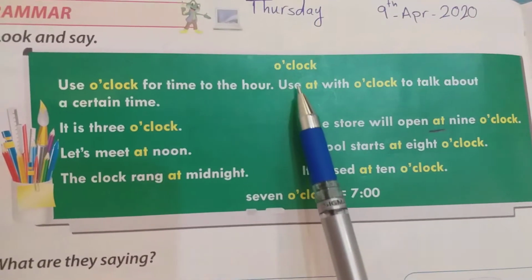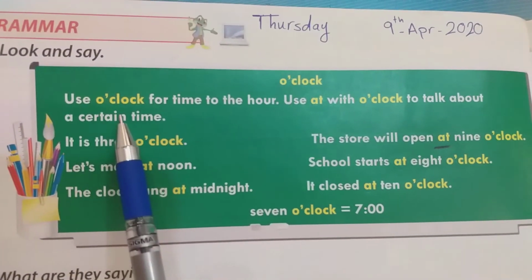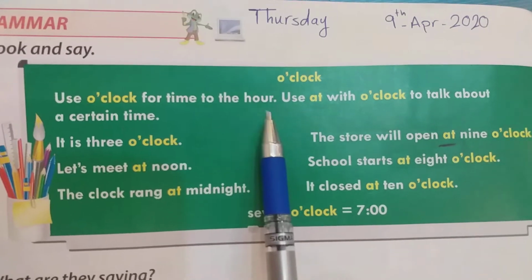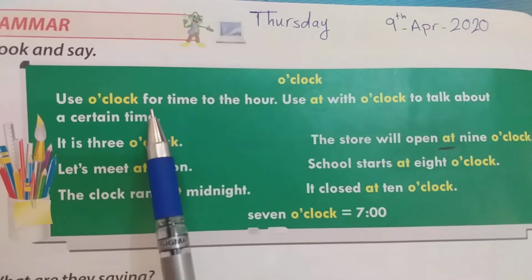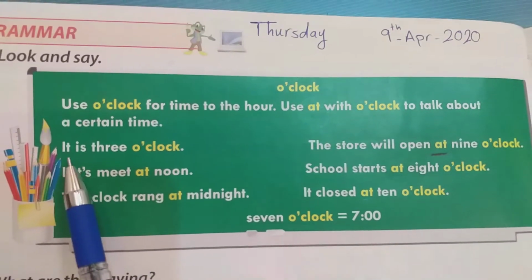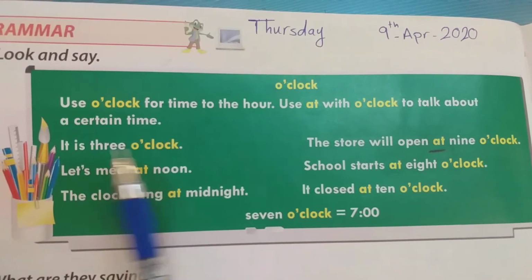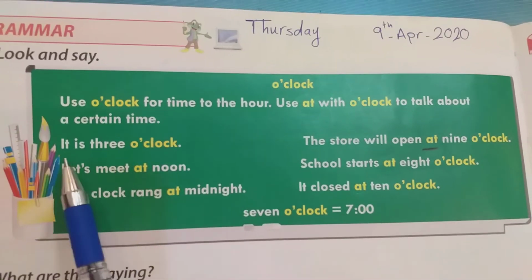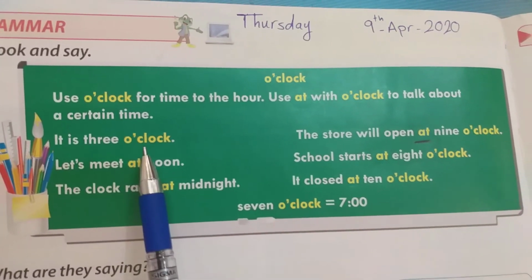Okay, now let's read this. O'clock. Use o'clock for time to the hour. نستخدم o'clock للتعبير عن الوقت. For example, it is 3 o'clock. إنها الساعة الثالثة تماما.